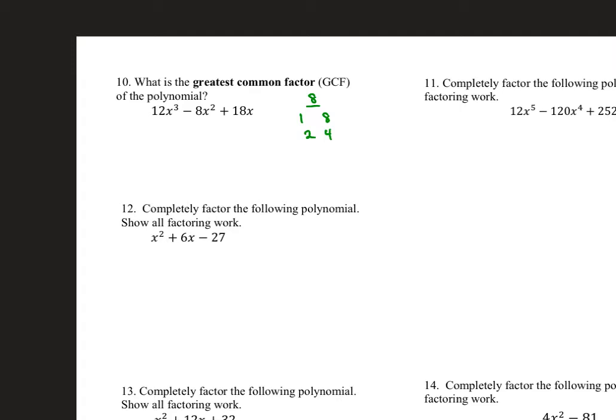So 4 goes into 12 and 4 goes into 8, but 4 does not go into 18, so it can't be 4. So then 2 goes into 12, 2 goes into 8, and 2 goes into 18, which means my GCF is going to contain a 2. So my GCF is going to be positive since my leading term is positive. Next we look at our lowest degree exponent, which is just a plain old x. So my GCF would be 2x.